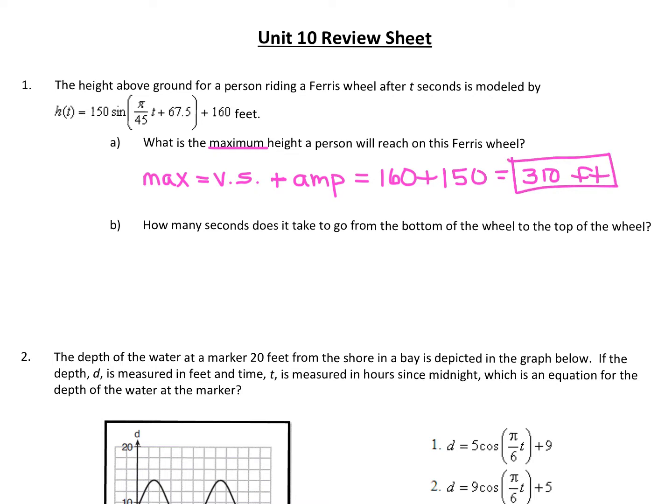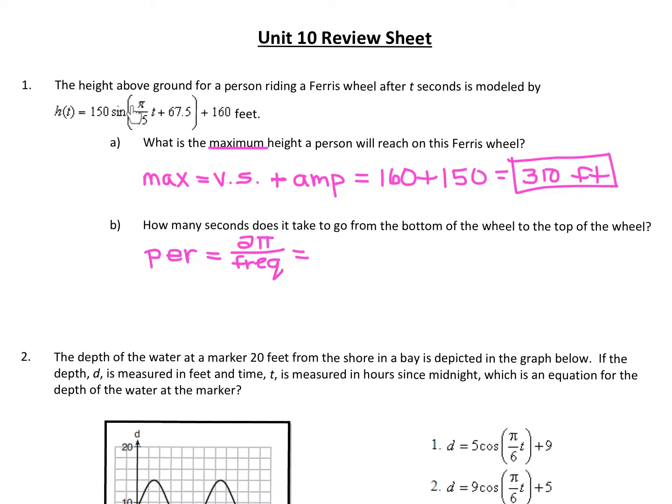Okay, part B, how many seconds does it take to go from the bottom of the wheel to the top of the wheel? Okay, so when we're looking for how many seconds, we're really thinking in our head, all right, how long? Now, what represents how long something is within a trig function? Well, what we're looking for is how long is the period. So we know that period is equal to 2 pi divided by the frequency.